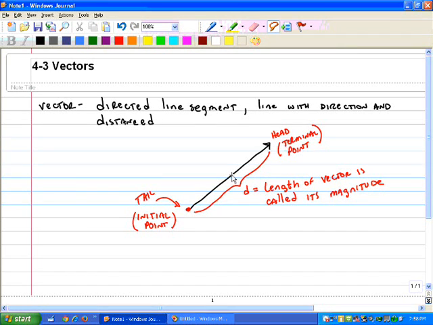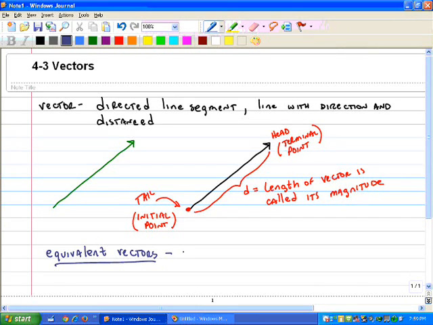Two vectors are called equivalent if they have the same magnitude and direction. The black vector and the green vector have the same distance and they're oriented in the same direction, so those are equivalent vectors. Vectors with the same magnitude and direction.